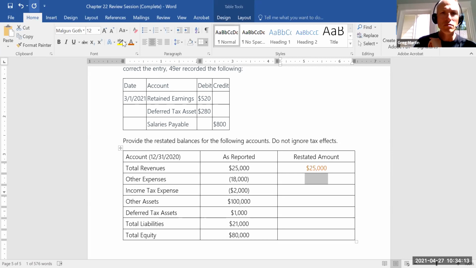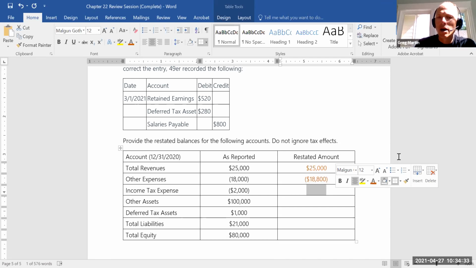Good. Yeah, it would be 18,800. Very, very good. Yeah, because that salaries payable would have an additional salaries expense of 800, which means our restated other expenses in total would be $18,800. Good job. Now, this is the one where the students typically struggle the most.